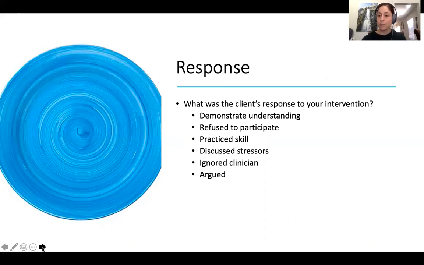You'll want to make sure that the response section is consistent with what you said you did in the intervention section. So if you said you worked on coping skills in your intervention, explain how the client did with practicing these coping skills in their response section. If you said in the client intervention that you worked on practicing coping skills and the response is all about how the client talked about fighting with their sister, that doesn't make any sense.